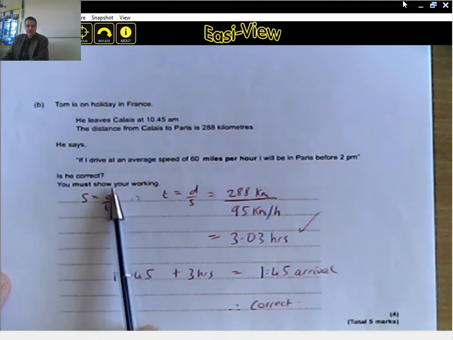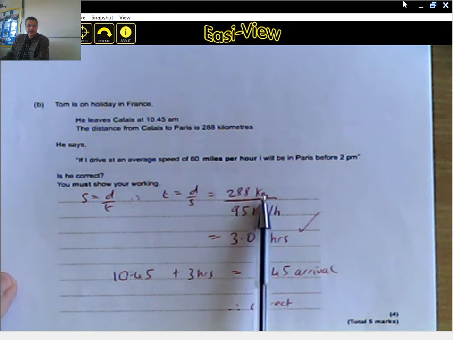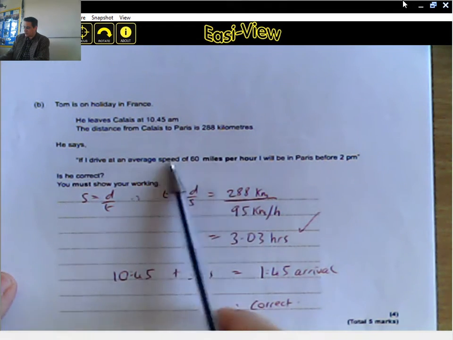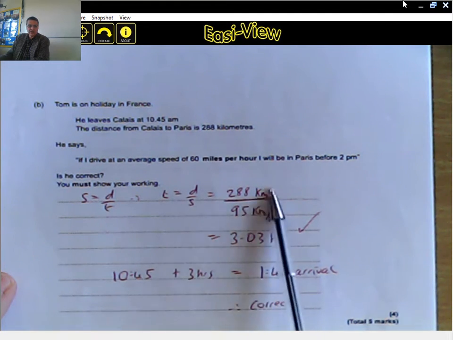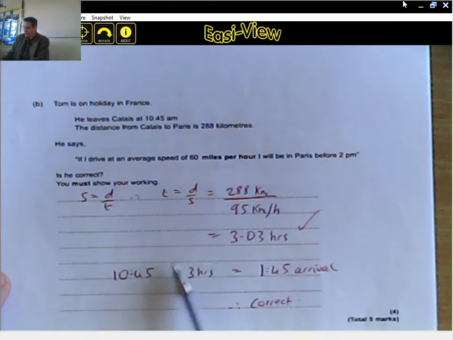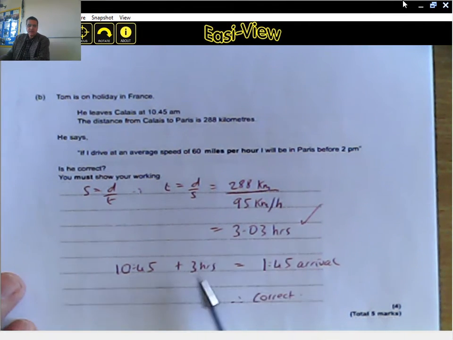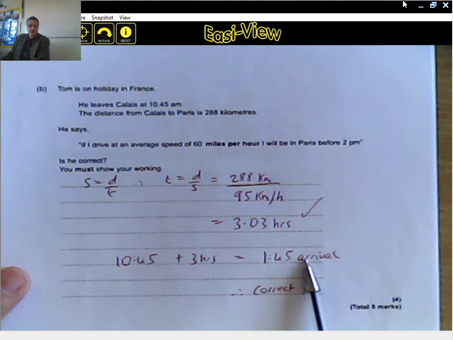So speed equals distance over time, rearranging, time equals distance over speed. The distance the man has to cover is 288 kilometres. And if he's going at a speed of 95 kilometres per hour, because we need to change this miles per hour into kilometres per hour, because we can't mix miles and kilometres. If you divide that by that, you get 3.03 hours, but call it 3 hours. If you add 3 hours onto 10:45, he will arrive at 1:45.